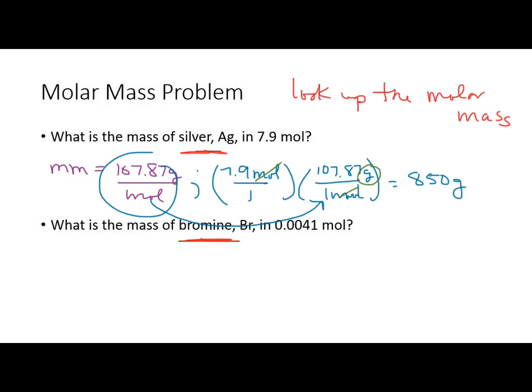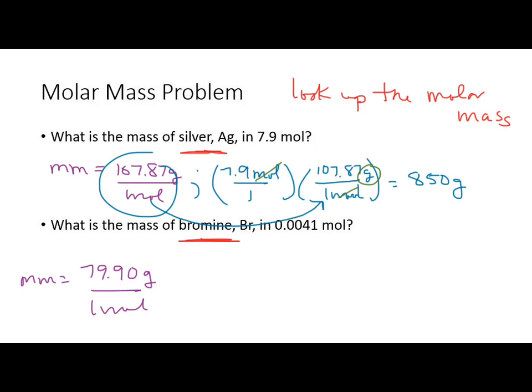So the next one, we have to switch it up and look up the decimal number for bromine. I'm going to stick a periodic table in. 79.90. I can make that better. So I'm going to write in purple here, molar mass of bromine, 79.90 grams in 1 mole for bromine.